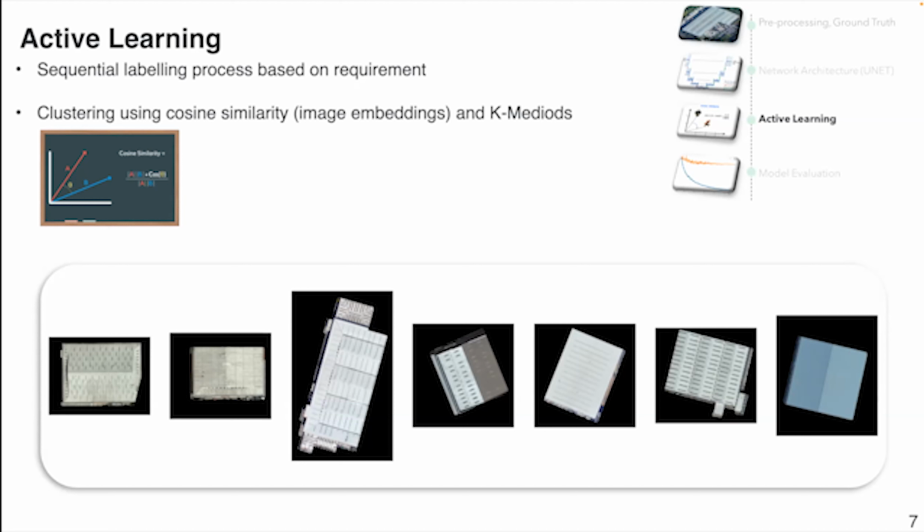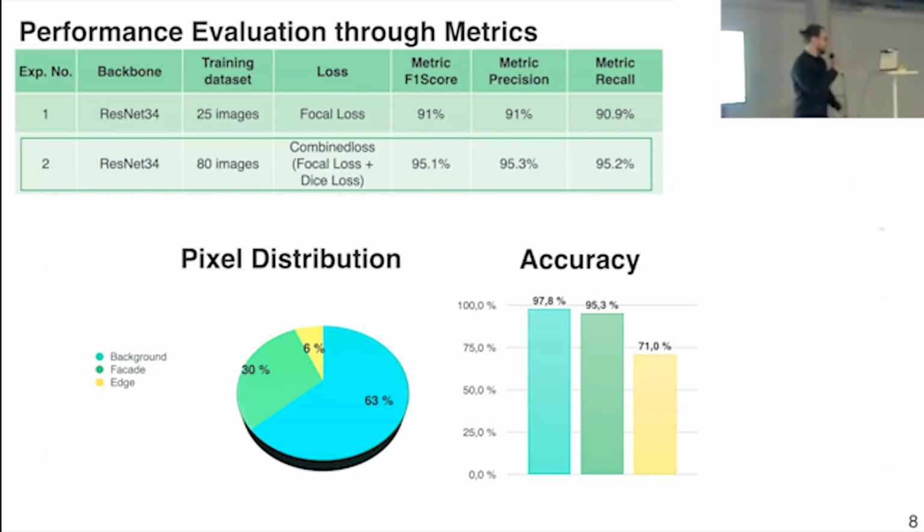On the bottom, you see an example for seven medoids, where you can see the images are quite different. Okay, let's talk about model evaluation. As Mounika said in the beginning, we had initially 25 images, and we went up to 80 images using this cosine similarity K-medoids algorithm.